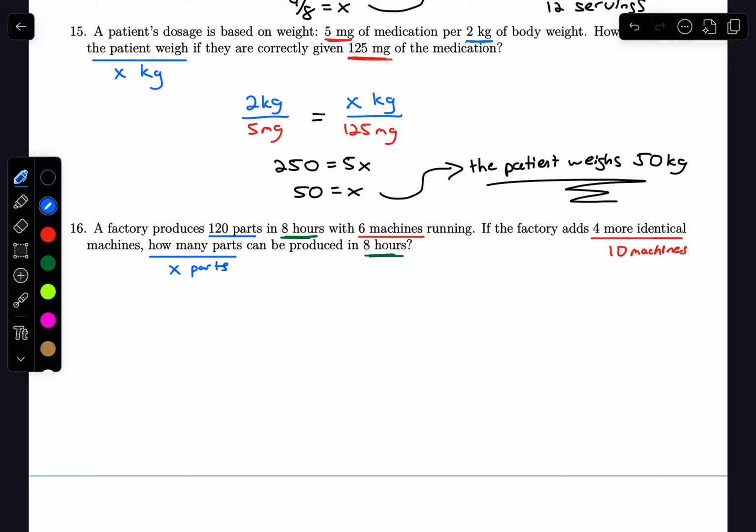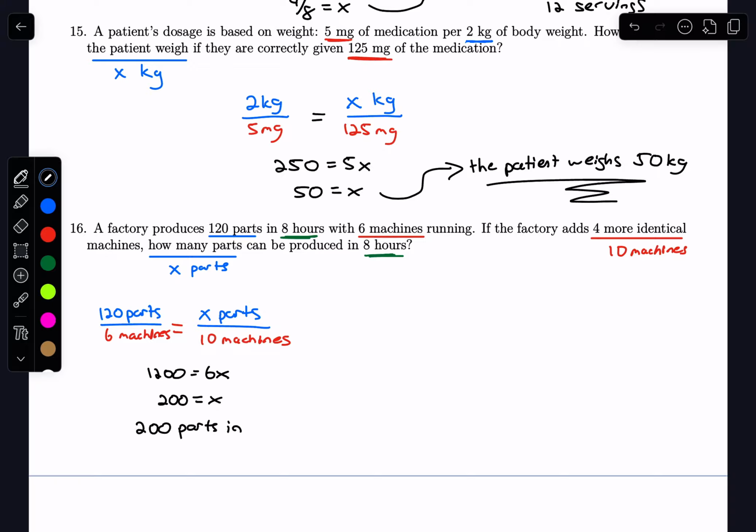Because the hours are the same, it makes this problem easier. We're going to set it up as X parts on top with 10 machines, our new total of machines when we added 4, on bottom. And on the other side, we're going to have the original 120 parts, and that was for 6 machines. So when we cross multiply here, 120 times 10 is 1200, and 6 times x is just 6x. Dividing by 6 on both sides, we get that x is 200. And so that means that we can do 200 parts in 8 hours.